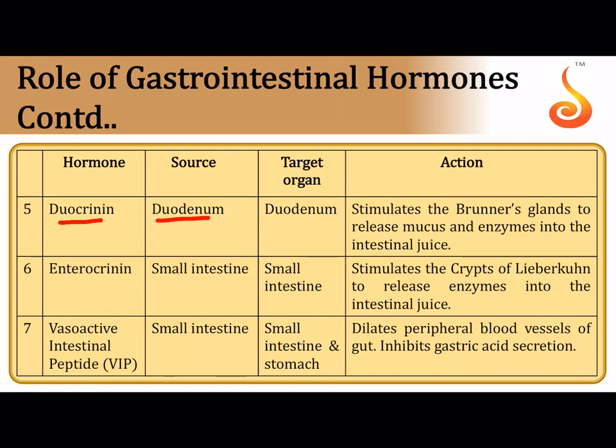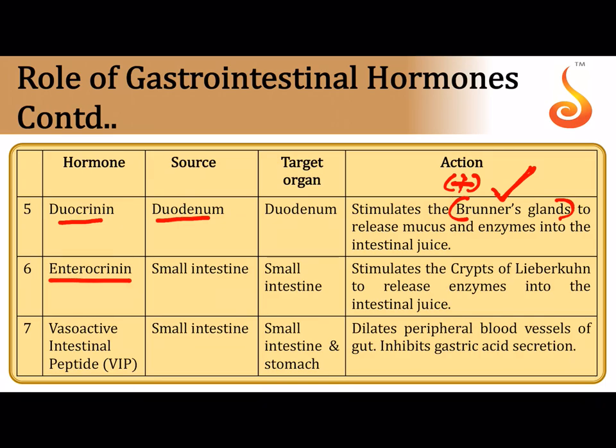Duocrinin is secreted by endocrine cells of the duodenum. It stimulates the Brunner's glands. I told you the Brunner's glands are located in the submucosa of the small intestine, and they are secreting enormous amounts of alkaline mucus. So duocrinin stimulates the Brunner's glands in order to secrete a lot of mucus so that the food is mixed with the mucus. It helps in lubrication. It also helps in neutralizing the acidity of the chyme that has just come in from the stomach.